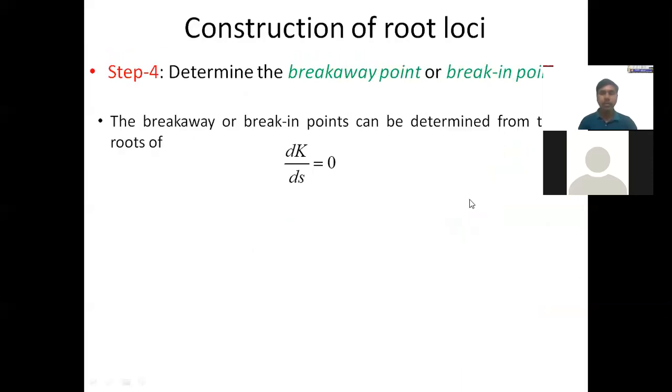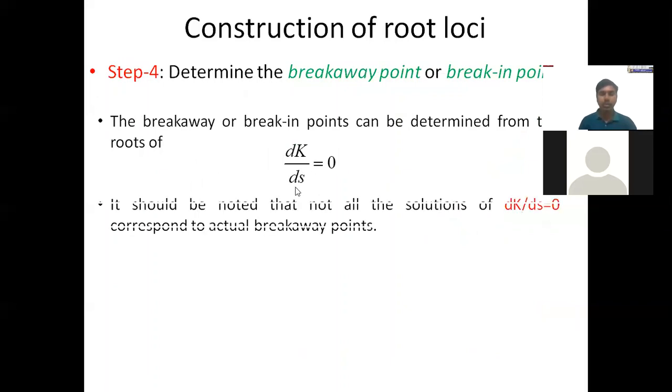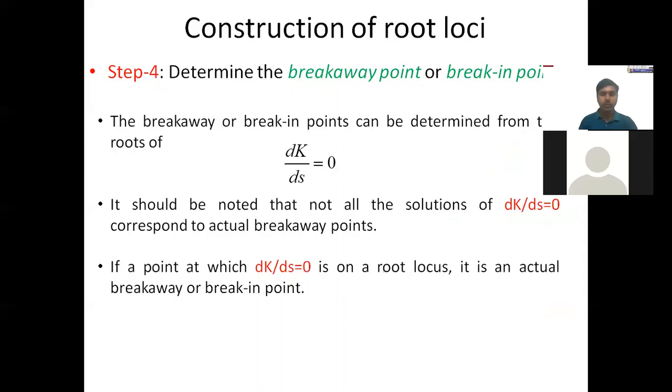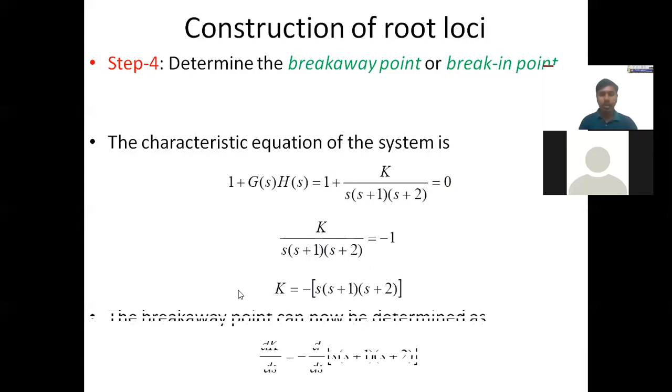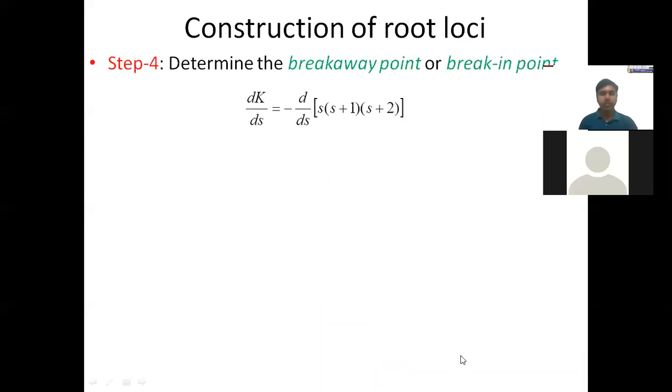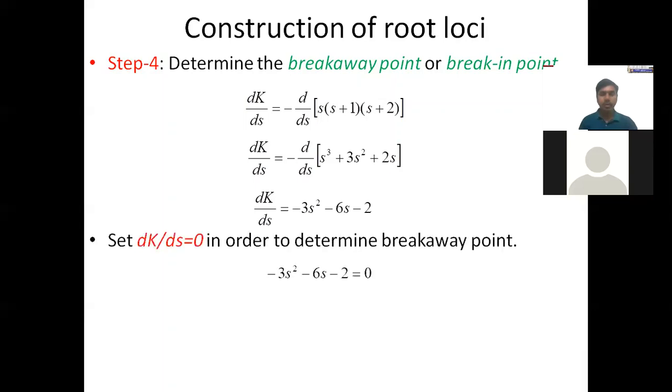The breakaway point is calculated by solving the equation dk by ds is equal to 0. How to get this dk by ds? We have the characteristic equation from the closed loop transfer function like this, and from this we can calculate the k value, and now we can calculate dk by ds. So dk by ds, make it equal to 0 after differentiation. Now we can find the roots of this quadratic equation.